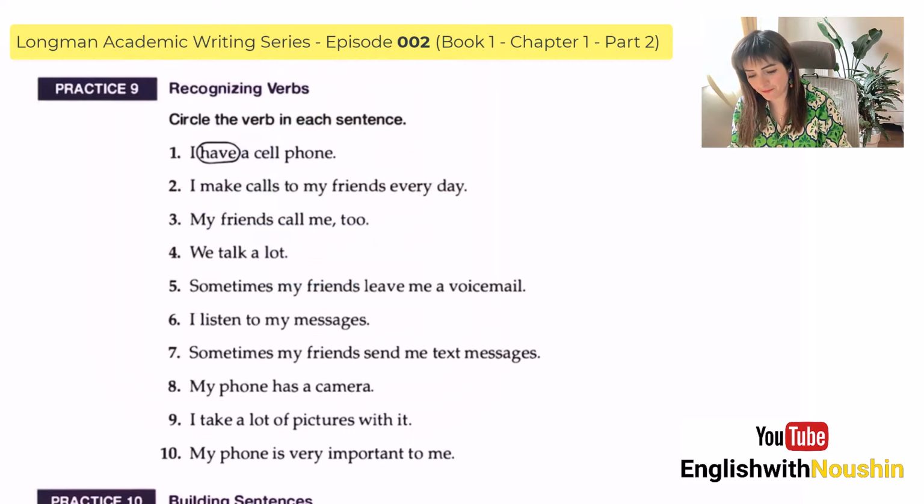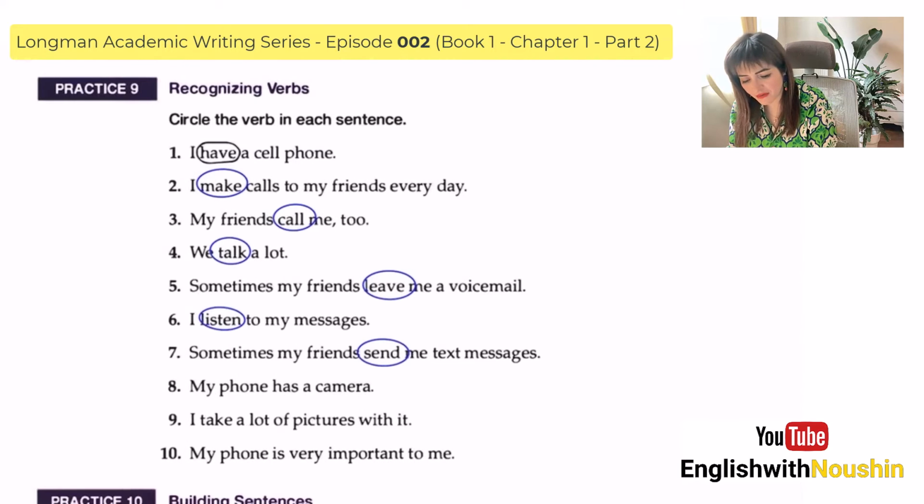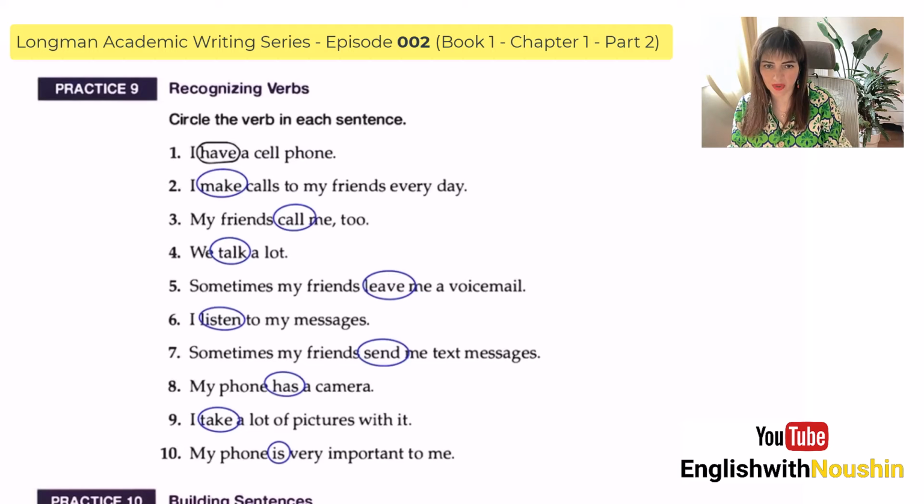Okay, are you back? So, I have a cell phone. Have is my verb. I make calls to my friends every day. My friends call me. We talk a lot. Sometimes my friends leave me a voicemail. I listen to my messages. Sometimes my friends send me text messages. My phone has a camera. I take a lot of pictures with it. And my phone is very important. That was quite easy, wasn't it?